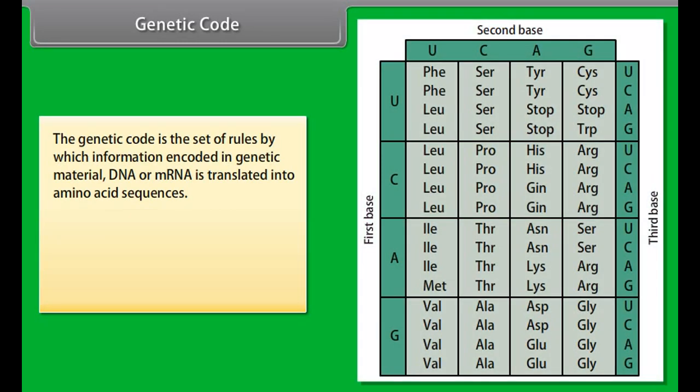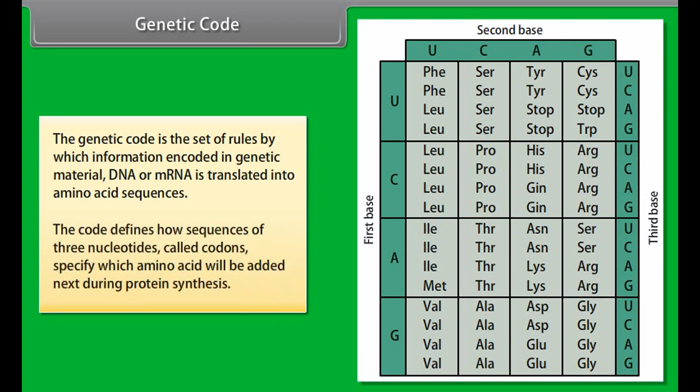Genetic code. The genetic code is the set of rules by which information encoded in genetic material, DNA or mRNA, is translated into amino acid sequences. The code defines how sequences of 3 nucleotides, called codons, specify which amino acid will be added next during protein synthesis.